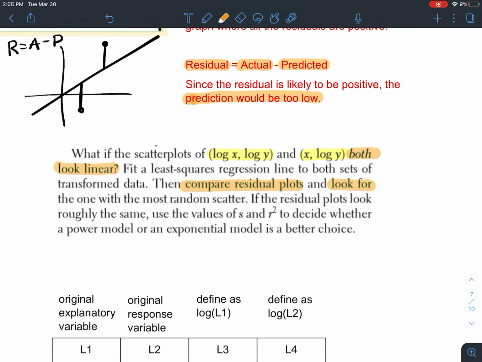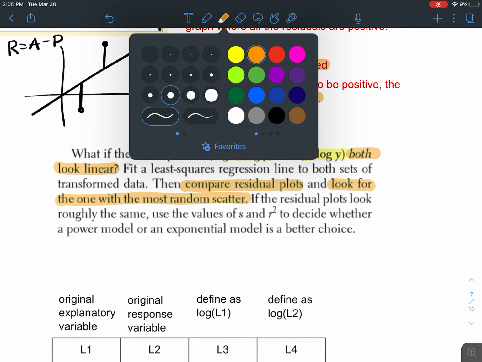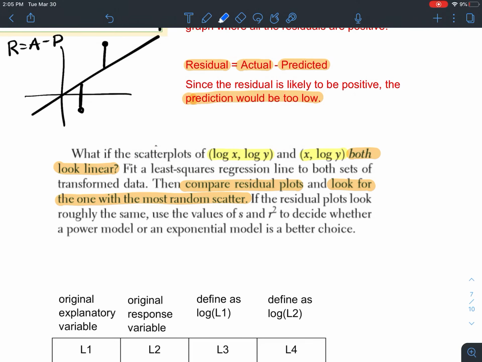And here's what you're looking for. You're going to look for the one that has the most random scatter, the one that does not have an evident pattern. And if for some reason the two residual plots look roughly the same, then you would want to use the standard deviation of the residuals. We would want that to be the smallest one, which would be the better fit, or the coefficient of determination, the one that has the most percentage of variation attributed to that explanatory variable.